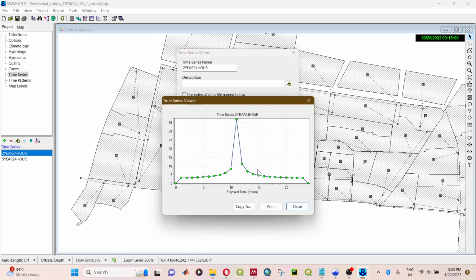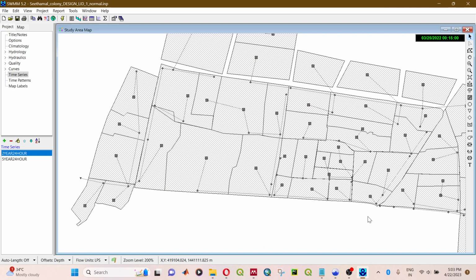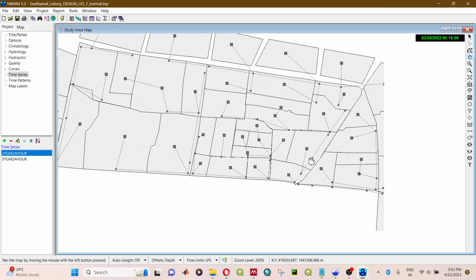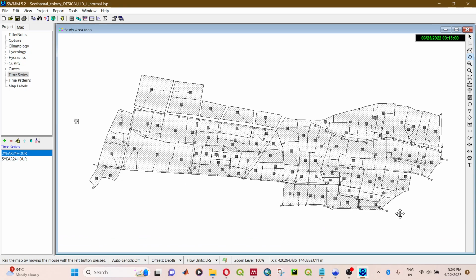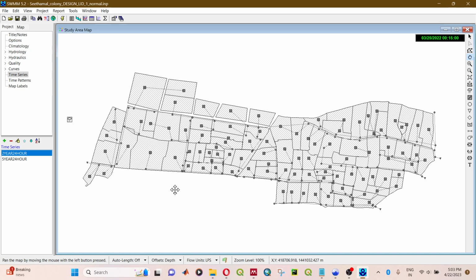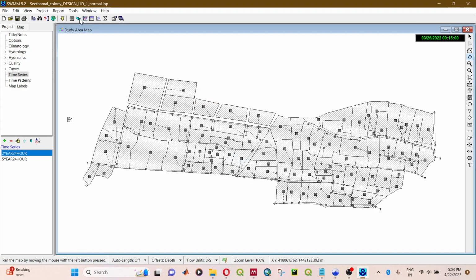This is a design storm with a 2-year return period of 24 hours. If I move further, this is the outlet for the entire area. The inverted triangles are the outlets. This is how we represent it in the software. This does not use the rational method, rather it uses advanced methods which are available. I'm going to run this model and show how the flow happens to give you some idea.